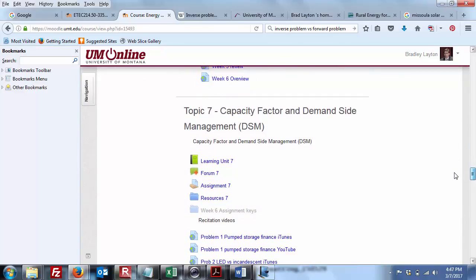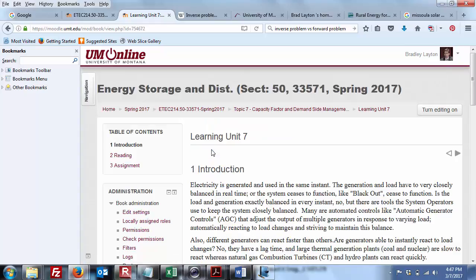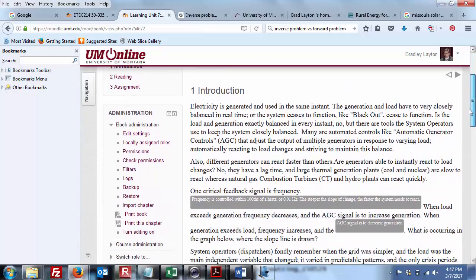Week 7. Capacity factor and demand side management. All right. So one thing that's kind of cool and special about electricity is traveling at the speed of light, and therefore you use it as soon as it's created. Of course you can store it, but unfortunately right now in Montana we have virtually no storage to speak of, the Gordon Butte pumped hydro being the one example that's about to change all that. Okay.